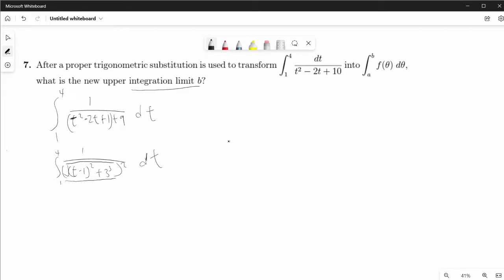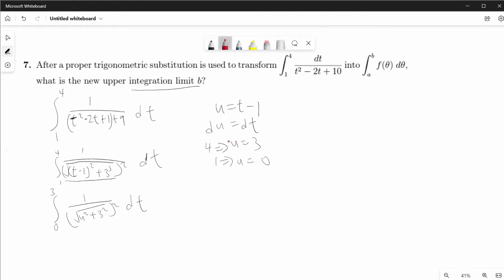Now I'm going to use the substitution u equal to t minus 1. Then du is just dt. And then the limits of integration: for t equals 4, u would equal 3, whereas t equals 1 would be u equal to 0. Rewriting that, integrating from 0 to 3, we have 1 over the square root of u squared plus 3 squared, squared.